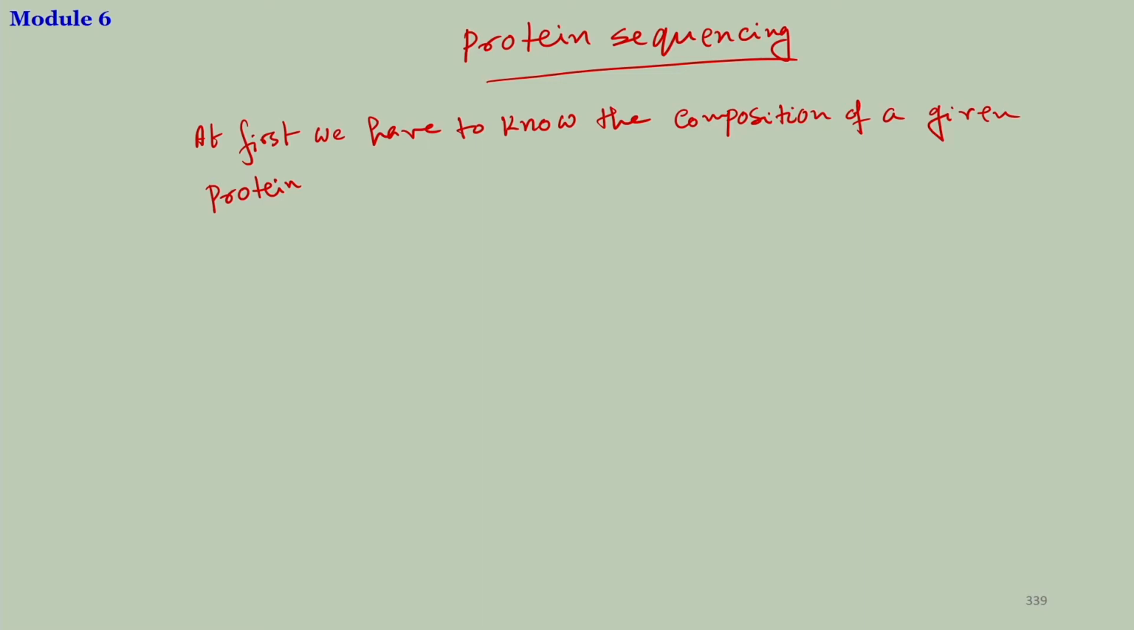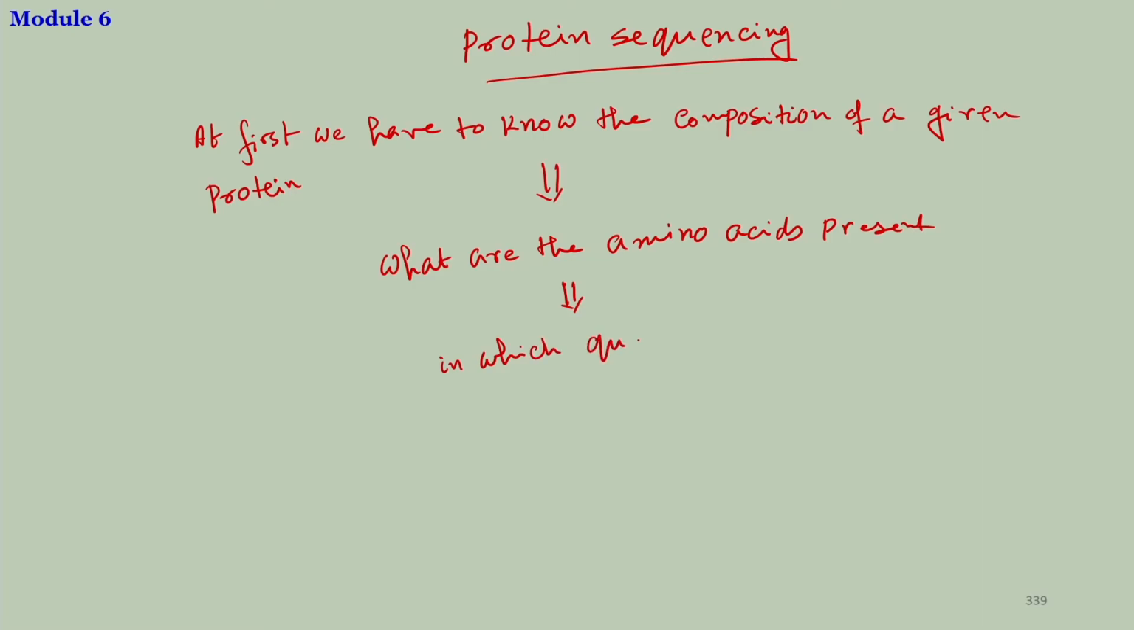Or it can be enzyme, protein or enzyme, it is the same thing basically. So, this means what are the amino acids present in that particular protein sample, and in which quantity, how many of them are there. So, that is called the composition of the protein. Because protein is a very long molecule, so before going to the sequencing, you need to have some ideas about them. That makes the process easier.